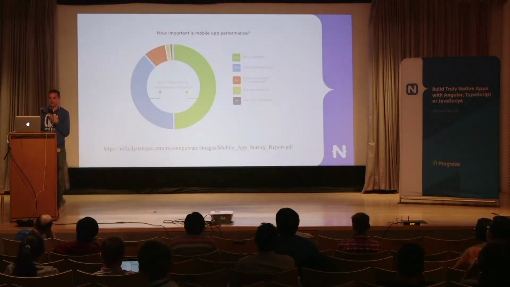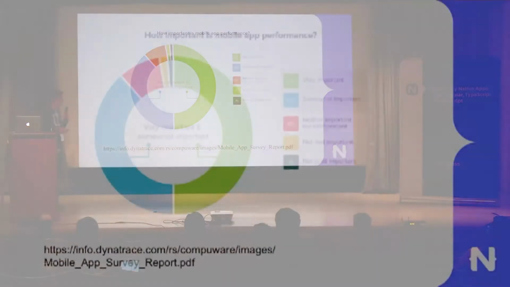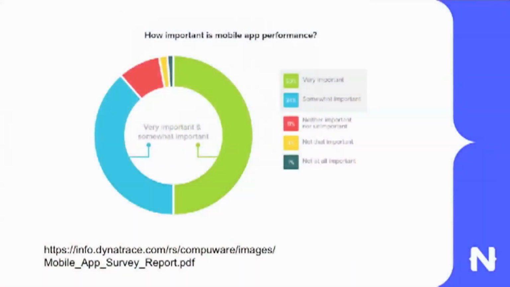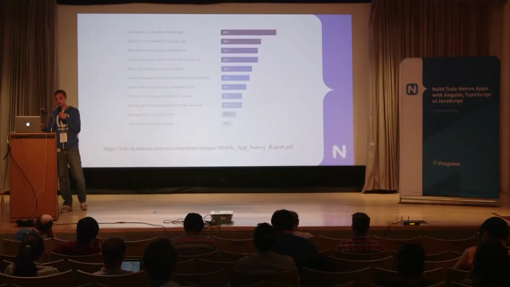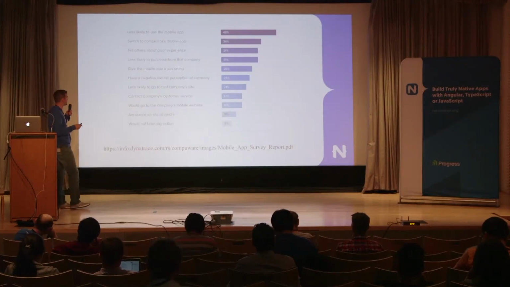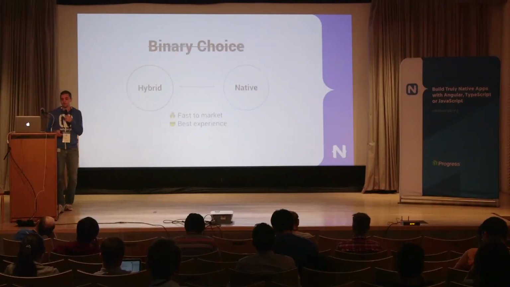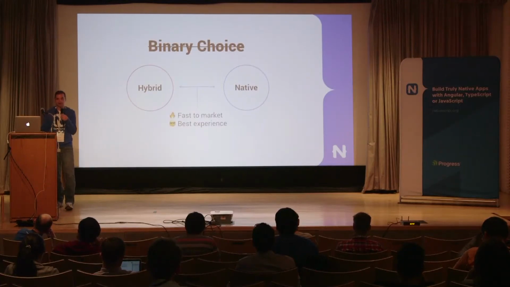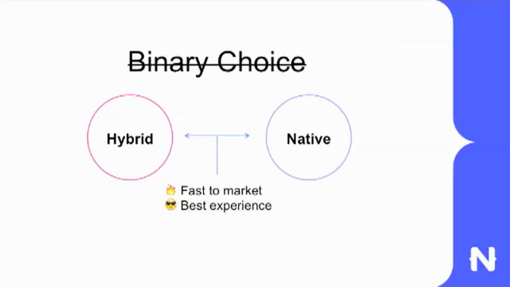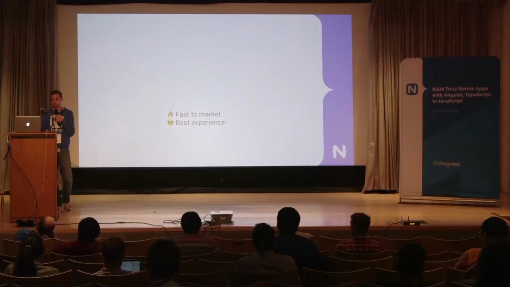And of course, you may think I'm hating on hybrid, and I am a little bit. But the fact of the matter is customers agree. When we survey them, we see that about 84% of people say that mobile app performance is either very or somewhat important to them. And more importantly, if the app isn't performant, they're less likely to use the app and they're likely to switch to a competitor's app. So performance is a legitimate concern. So surprise, surprise, I'm here to propose that when it comes to using web skills, it's not a binary choice anymore.